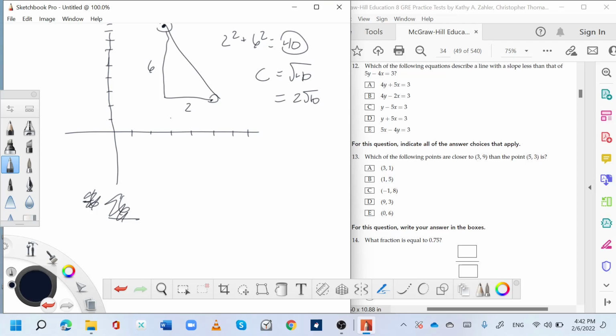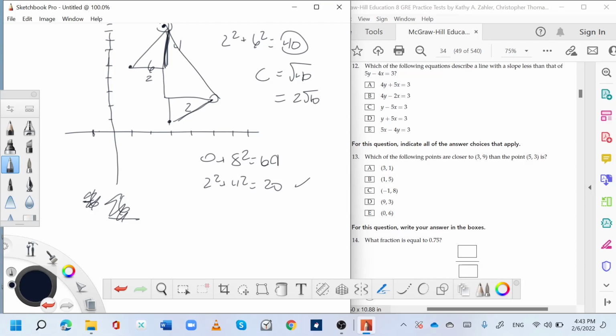Next point is 1, 2, 3, 1. Well, I think we know that's closer, right? Nope, it's way up there. No, I'm not looking down. So we've got 0 plus 8 squared equals 64. Not closer. 1, 5. 1, 2, 3, 4, 5. Difference here of 2. Difference here of 4. So 2 squared plus 4 squared is equal to 20. So check for B.